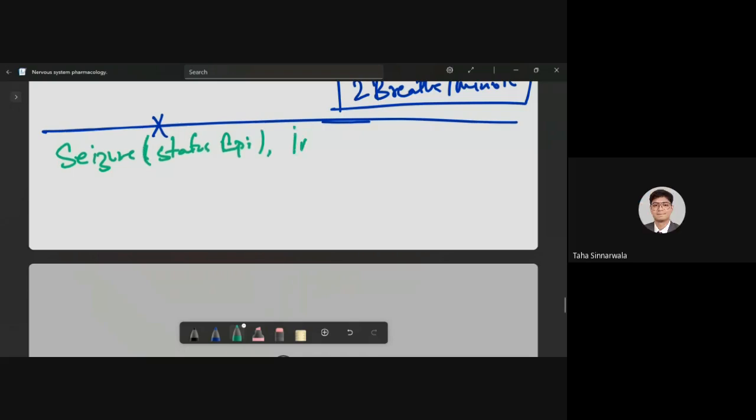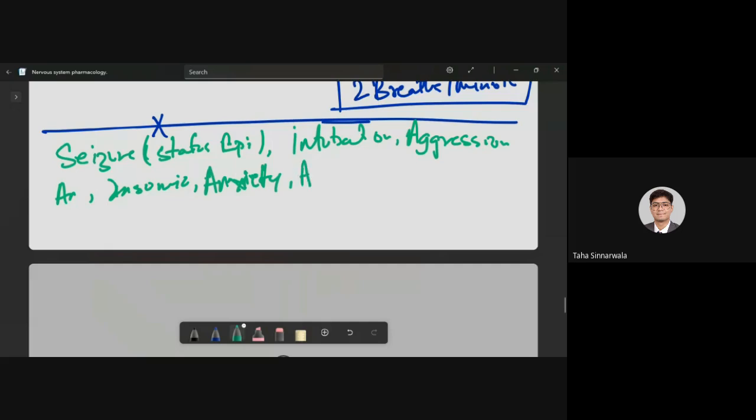For intubation, okay. Aggression. Insomnia, anesthesia, maybe something else. Anxiety as well. Anxiety, alcohol withdrawal, panic disorders, panic attacks. So see, there are so many different uses of benzodiazepines. So many uses.